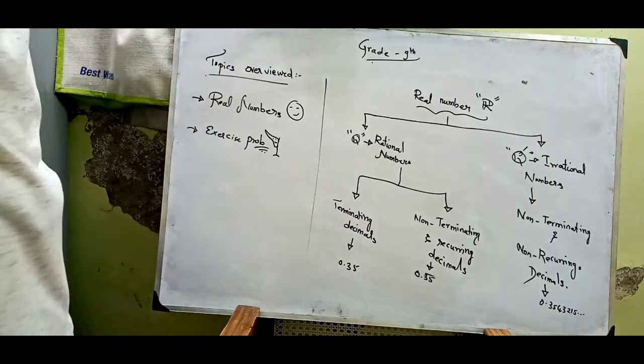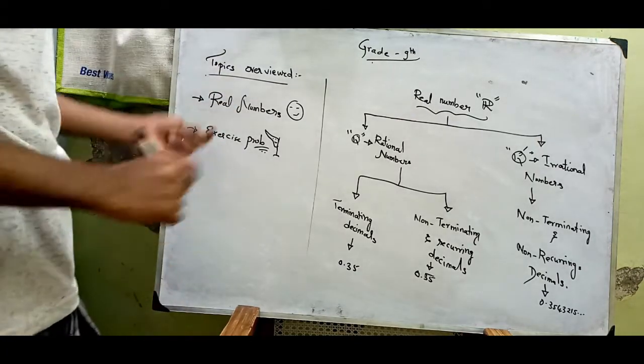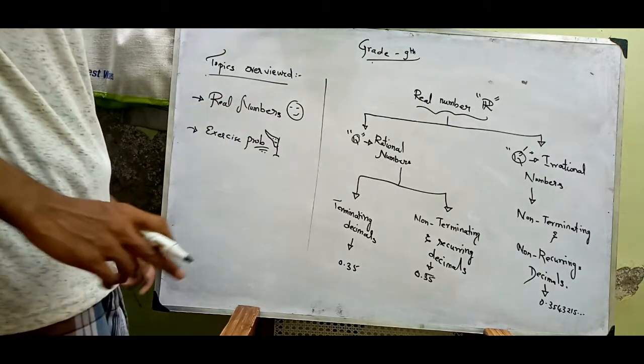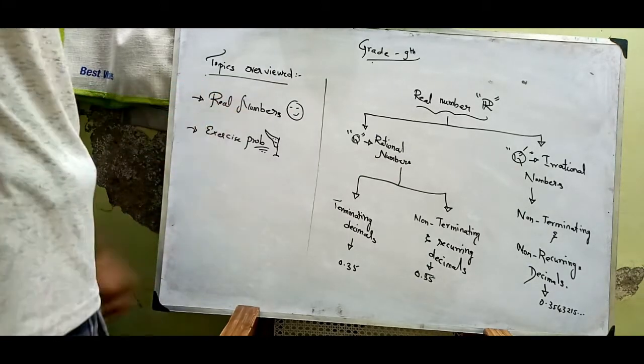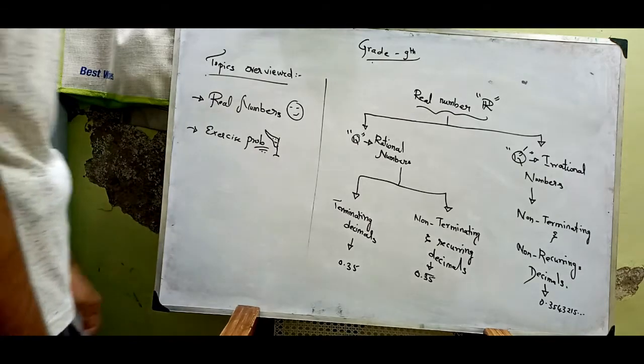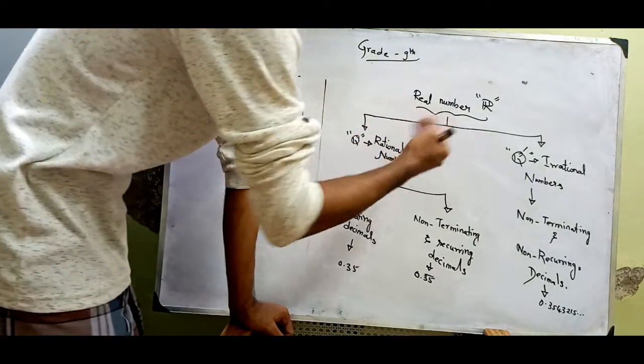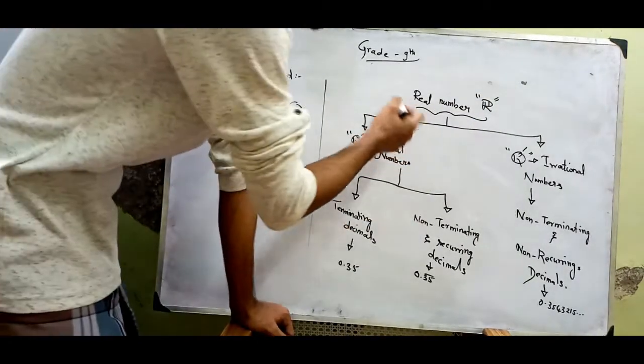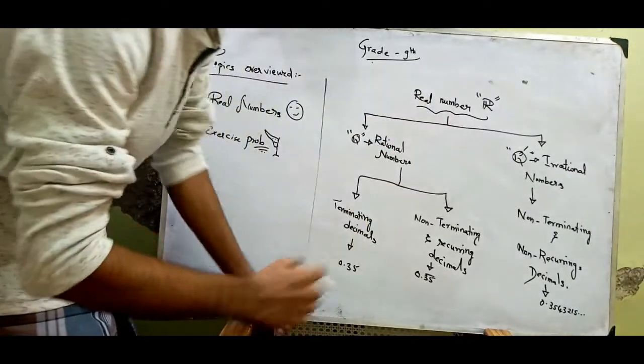Quick topic overview: we are nearing the end of the real number system, the second chapter. This is the last section in the second chapter, covering real numbers and the related problems in the exercises. As we have discussed every time, I am recalling this to you once again.